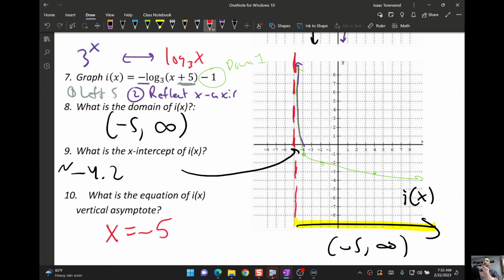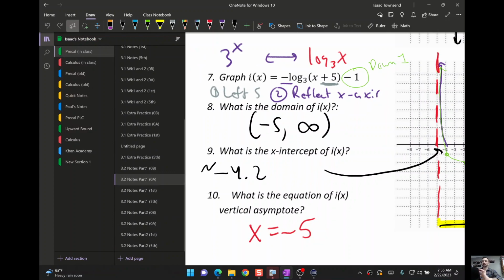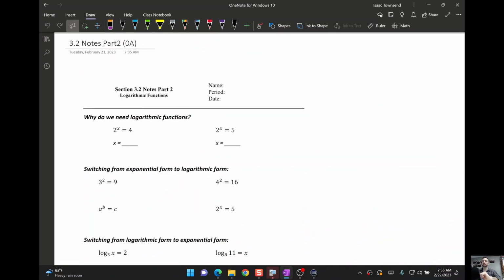Okay, anything that jumps out at you at this handout? Okay, then let's move on to the longer handout.